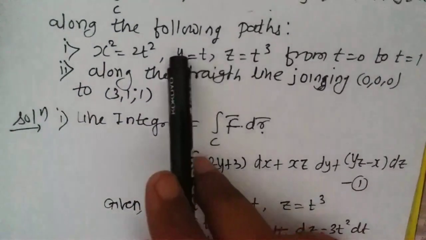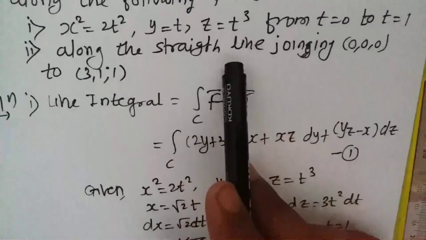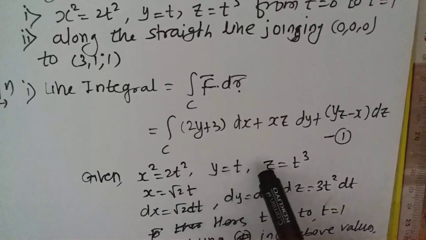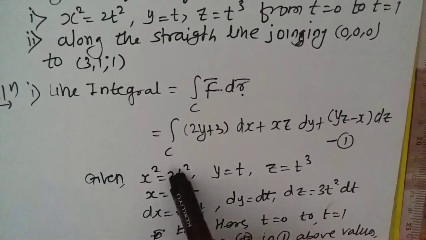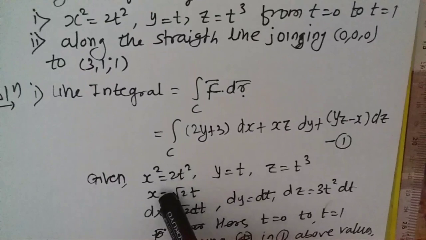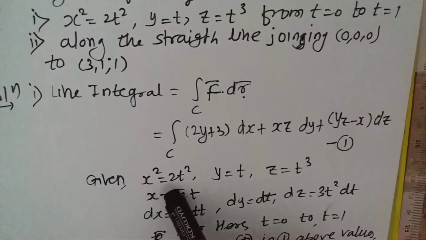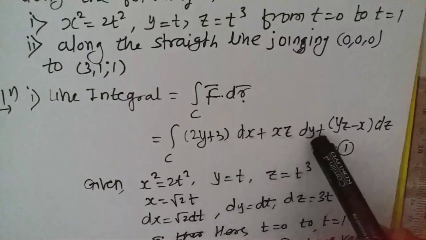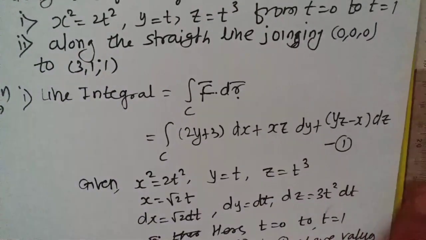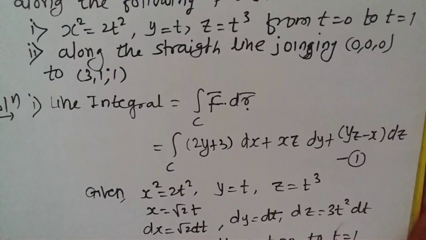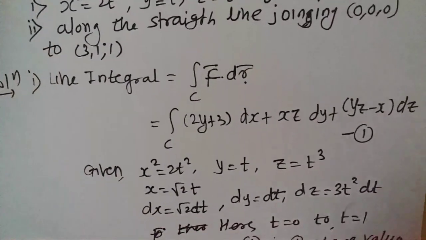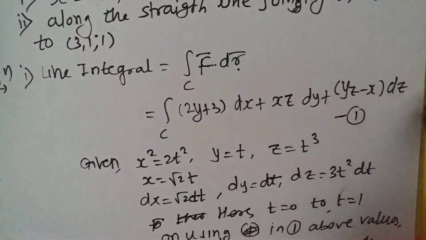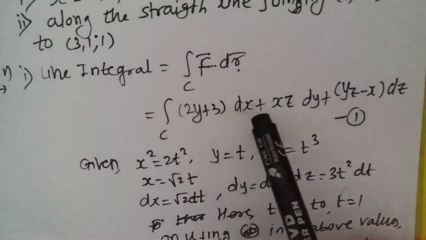Now we use the given data, which are the parametric equations of the curve: x square equal to 2t square, y equal to t, z equal to t cube. From this we can calculate x as root 2 t. Now we have x, y, z, all three variables, in terms of t. That can be substituted in equation 1 to get the entire quantity in terms of t, which will help us evaluate the integral. Along with x, y, z, there are three more terms in equation 1: dx, dy, dz.